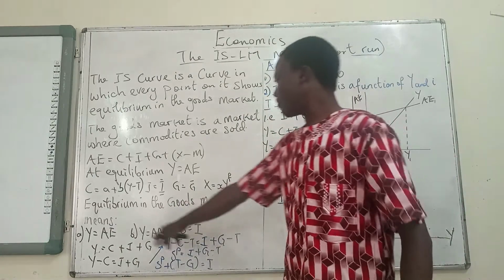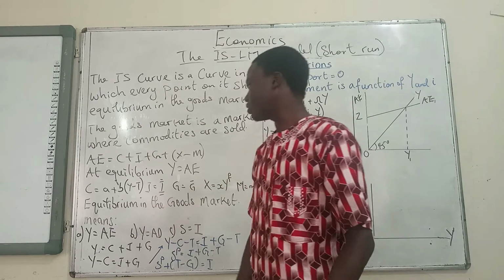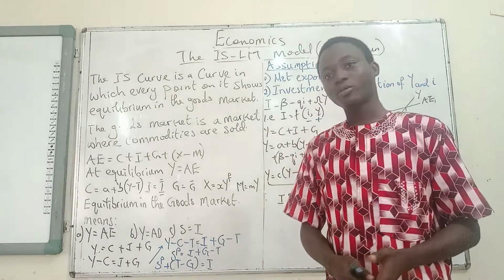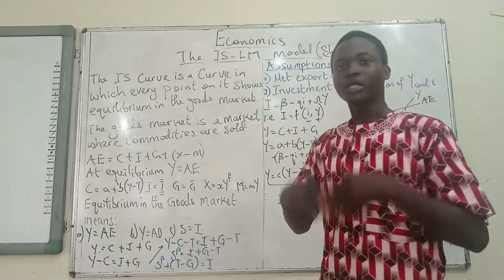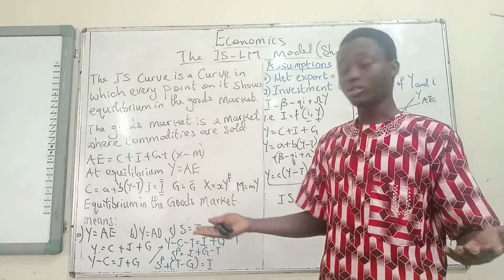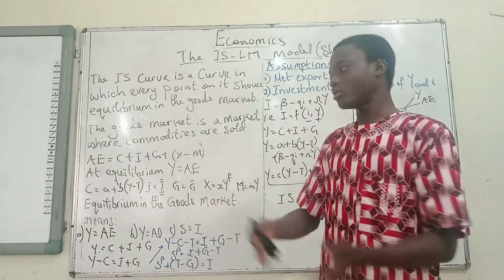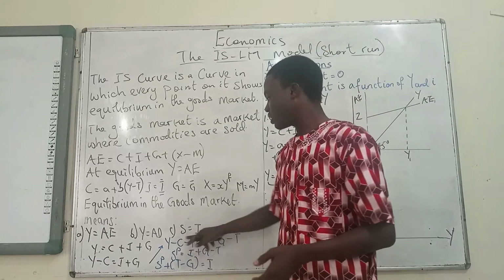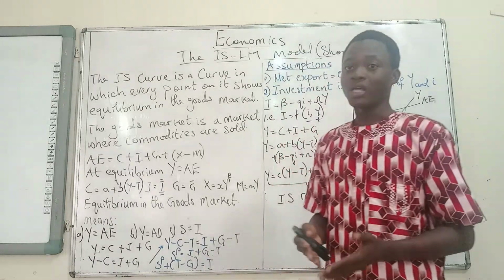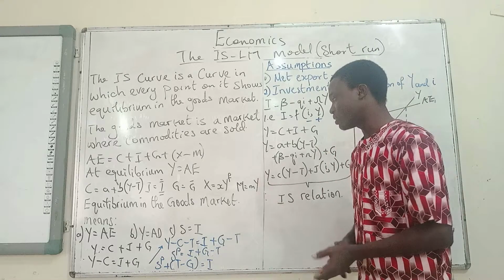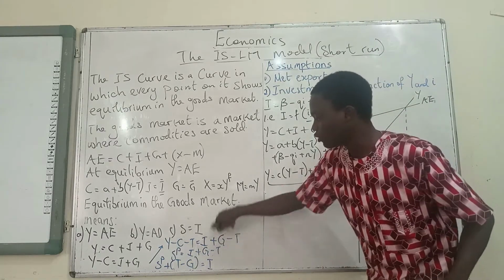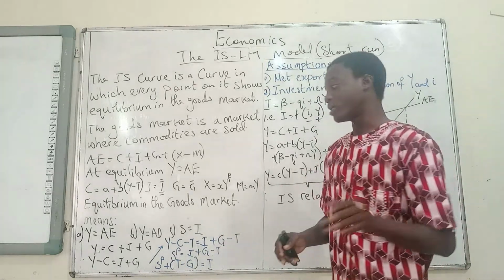Now, I've explained this: output equals aggregate expenditure. That is, the total value of the output depends on the total expenditure on those outputs. So they should be the same. Now, output equals aggregate demand. So whatever is produced is equal to whatever is sold. Simple. Now, savings equals investment. It is the same thing. What is saved in an economy is equal to what is invested. Now, let me prove this for you mathematically so that we don't get to cram it.